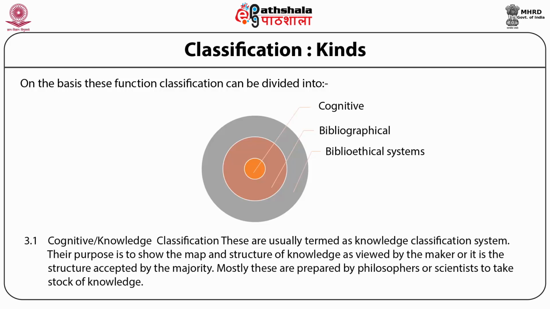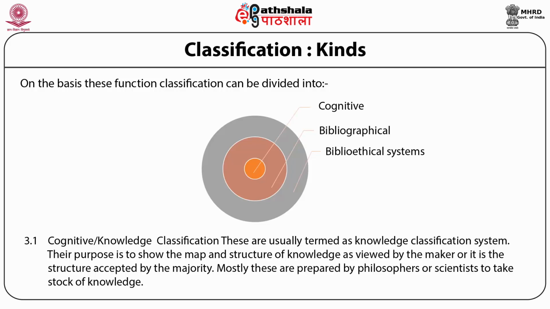The cognitive or knowledge classifications are usually termed as knowledge classification systems. Their purpose is to show the map and structure of knowledge as viewed by the maker, or it is a structure accepted by the majority. Mostly these are prepared by philosophers or scientists to take stock of knowledge. And library classifications are also concerned with these cognitive systems.